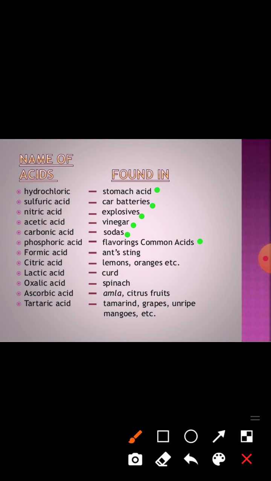Formic acid is present in ant sting. Next, citric acid is present in lemons, oranges, etc. Lactic acid is present in curd. Oxalic acid is present in spinach. Ascorbic acid is present in amla and citrus fruits. Tartaric acid is present in tamarind, grapes, unripe mangoes, etc. These are the acids present in things.